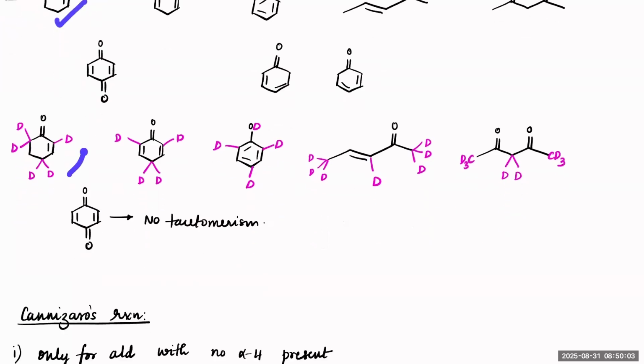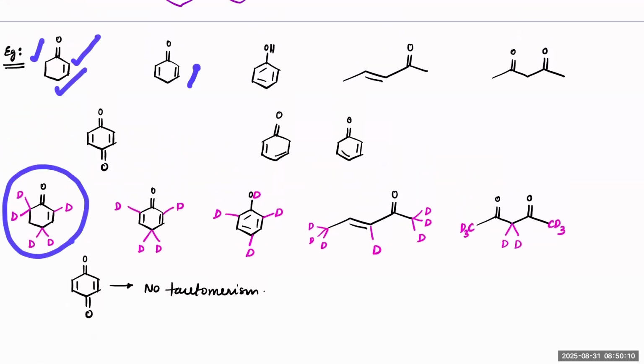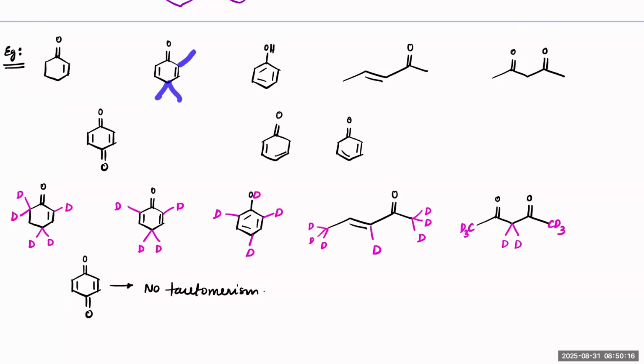So on exchanging at three positions, what is the number of deuteriums you will get? 5. Okay. Same way, when you have this case, these two positions you can exchange two deuteriums. This is the position you can exchange. This is the position you can exchange. So total 4 deuteriums you can exchange.